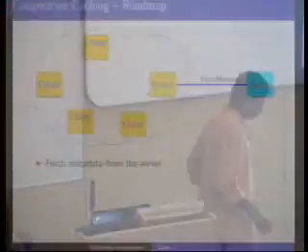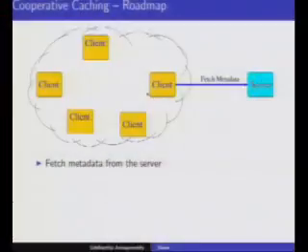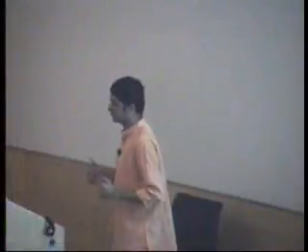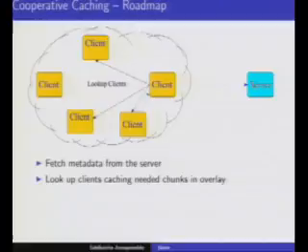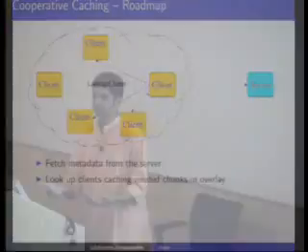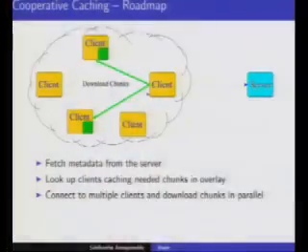Let me now give you a roadmap of how cooperative caching works in Shark. In the first phase, the client fetches metadata from the server, and in the second phase, it uses this metadata in order to look up clients which are caching the chunks that it needs. It then connects to multiple such clients and downloads these chunks in parallel, and then finally, it verifies the integrity of the chunks that it has downloaded.